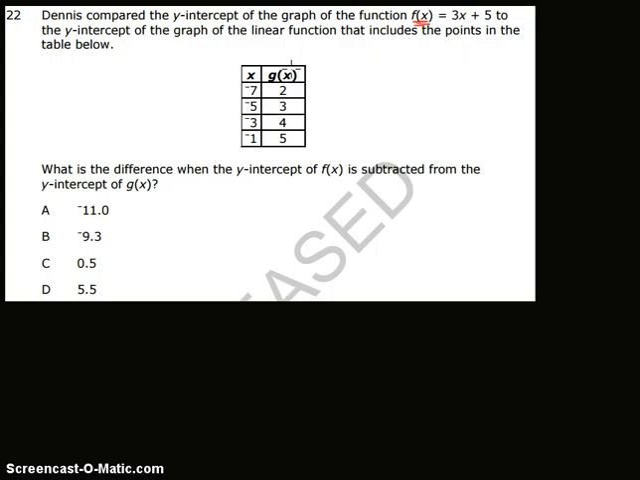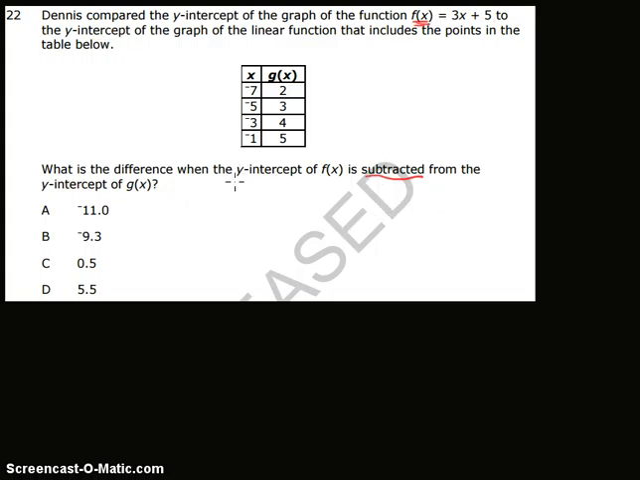So basically we're comparing the y-intercept of f of x, which in this case is 5, with the y-intercept of g of x, which we need to do a little bit of work to figure out, and then we compare them. Now the question is, what is the difference when the y-intercept of f of x is subtracted from the y-intercept of g of x? So this is very important. One of the most important things in this question is to read the question. You see, it says, what is the difference when the y-intercept of f of x is subtracted from the y-intercept of g of x?